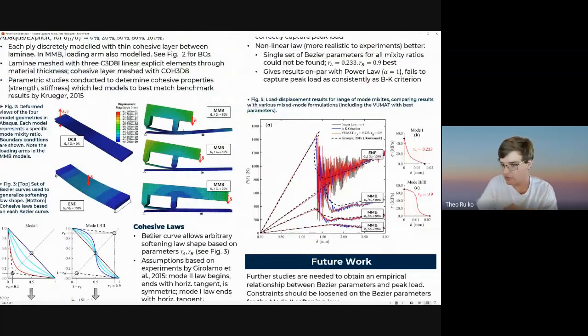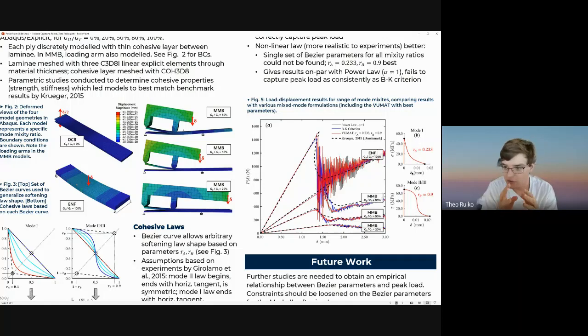So here you can see our results in figure 5. This is a load displacement curve for the whole specimen. And we have the results with our best set of parameters, which we found to be RA is 0.23 and RB is 0.9, overlaid with results from the power law and the BK criterion. Our novel formulation doesn't perform perfectly.